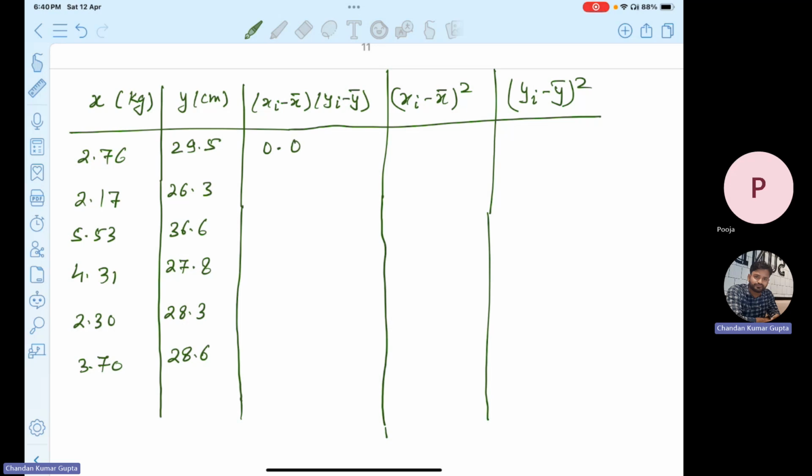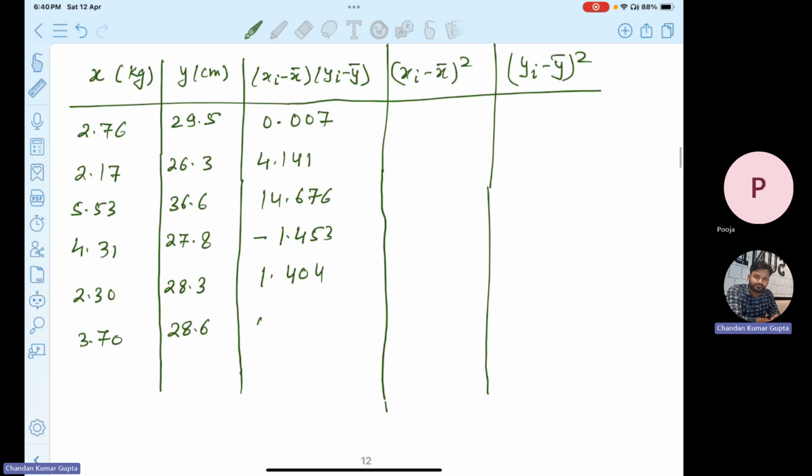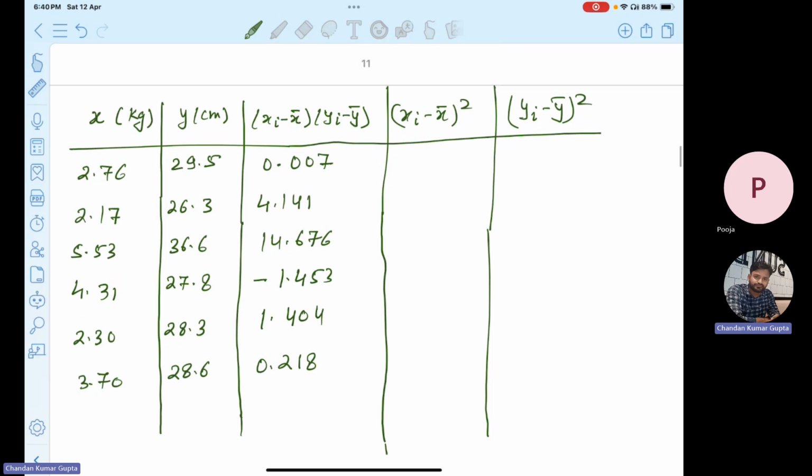So it's 0.007, then 4.141, then 14.676, then minus 1.453, then 1.404, and then 0.218. Okay, and then xi minus x bar whole square.